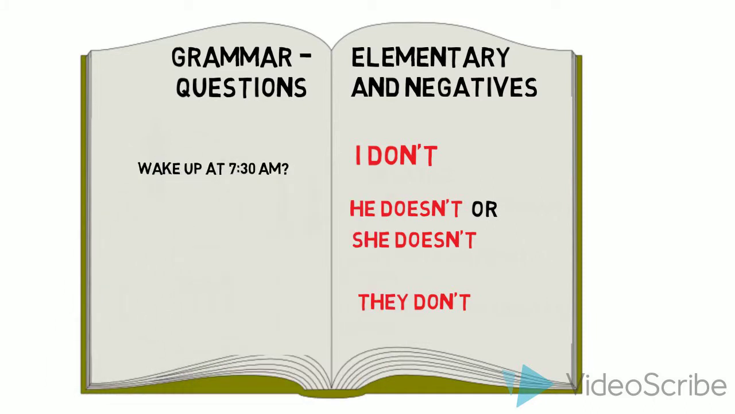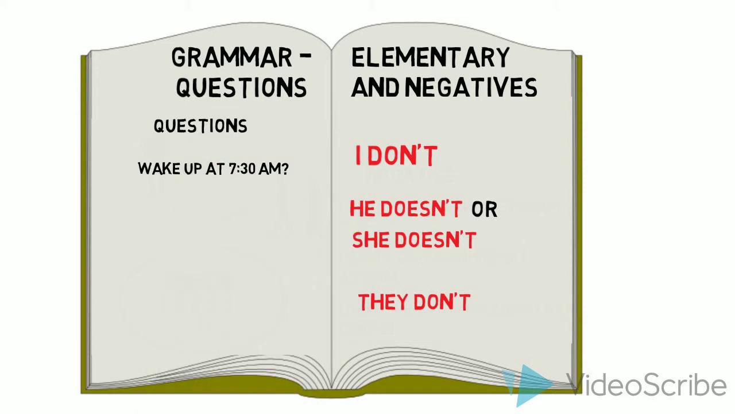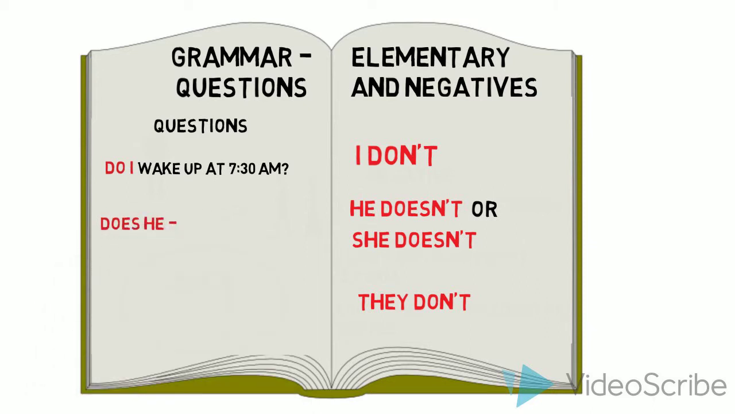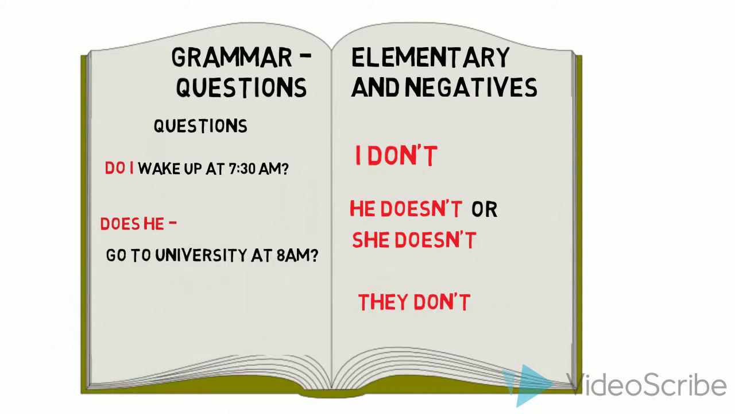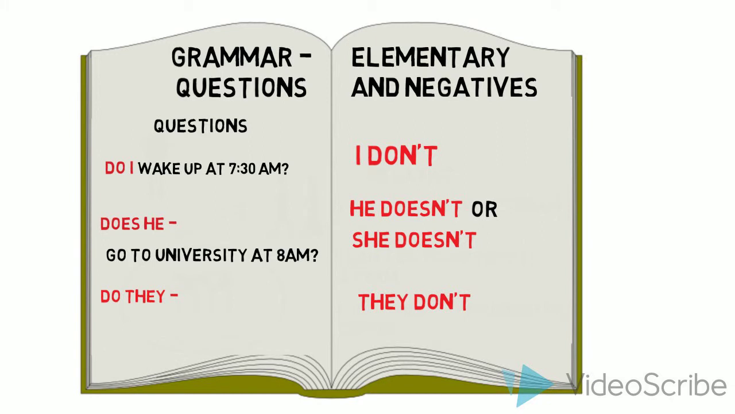To make questions from the present simple, it's very easy. We add do at the beginning of the sentence. So we say, do I wake up at 7:30 a.m.? If I'm talking about a third person, I say, does he go to university at 8 a.m.? And if I'm talking about a group of people, I would say, do they have coffee after university?